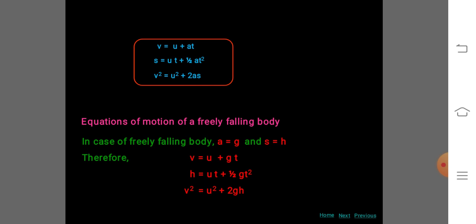So these are the three equations of motion of a freely falling body: v = u + gt, h = ut + ½gt², and v² = u² + 2gh.